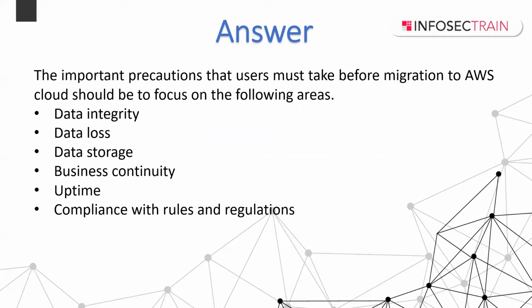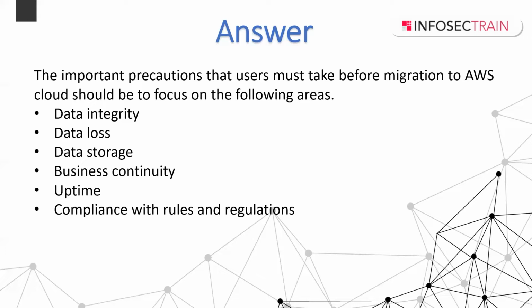So team, the important precautions that a user must take before migrating to the AWS cloud are, first, data integrity. Data is a really important thing, so our first focus should be data integrity, and then data loss, there should be no data loss, then data storage options, business continuity. Team, business continuity is really important. If you are not able to give continuous access or continuous services to your customer, then there is a chance that you might be losing business, right? So business continuity must be required.